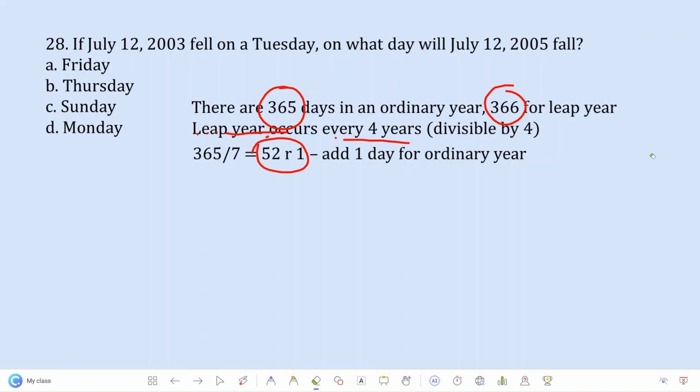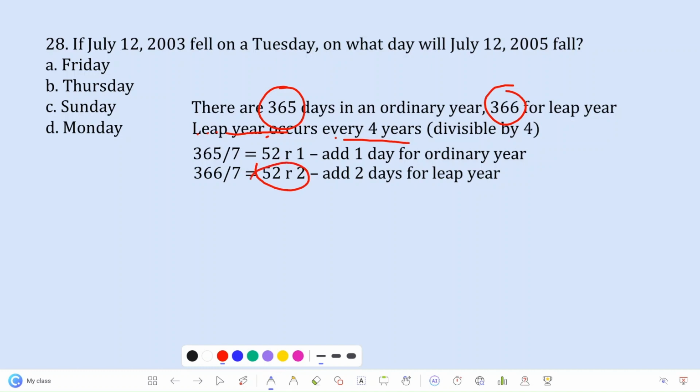Okay? So, kapag leap year naman, it will be 366 divided by 7 dahil mayroong 7 araw sa loob ng isang linggo. Ang sagot mo ay 52 remainder 2. Okay? Remainder 2. So, ibig lang sabihin kapag ordinary year, magdadagdag ka lang ng isa at kapag leap year naman, 2 days ang idadagdag mo. Say for example, ang July 12, 2003, Tuesday, kapag ang susunod niya is 2004, so this is divisible by 4, magdadagdag ka ng 2 araw from Tuesday. Okay? So, kung ordinary year naman, magdadagdag ka lang ng isa.